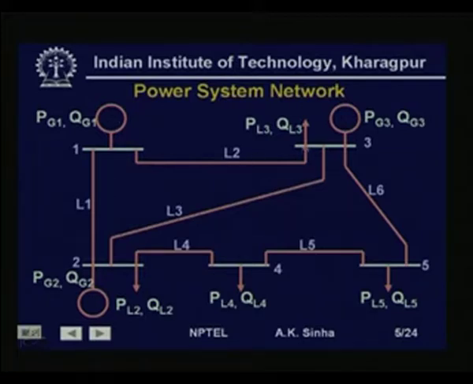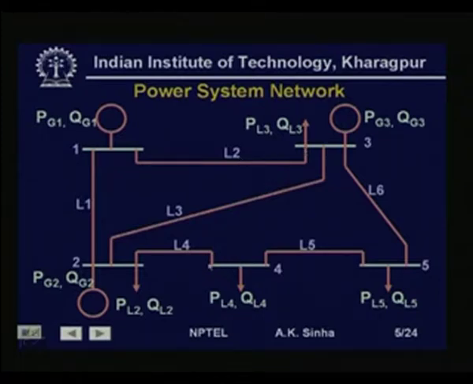Similarly, we have another substation or bus 3, which has a generator connected, supplying real power Pg3 and reactive power Qg3. This also has a load of real power PL3 and reactive power QL3. It is also connected to bus 1 by a line L2.